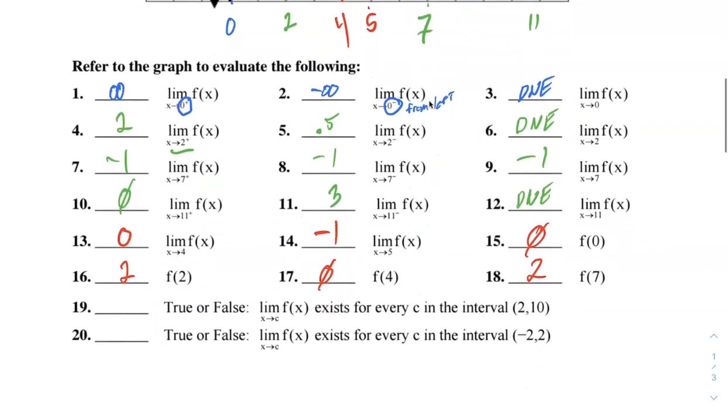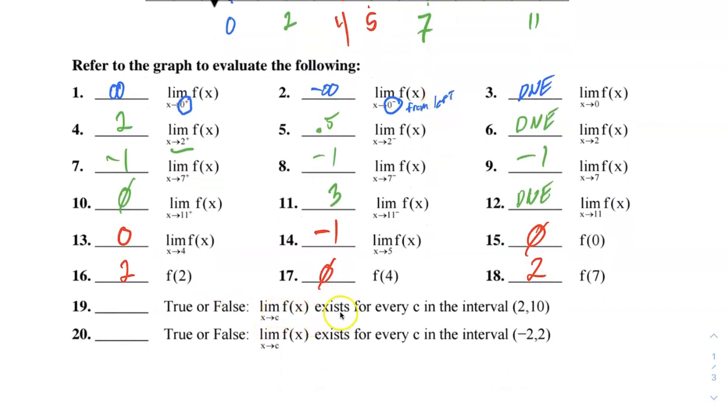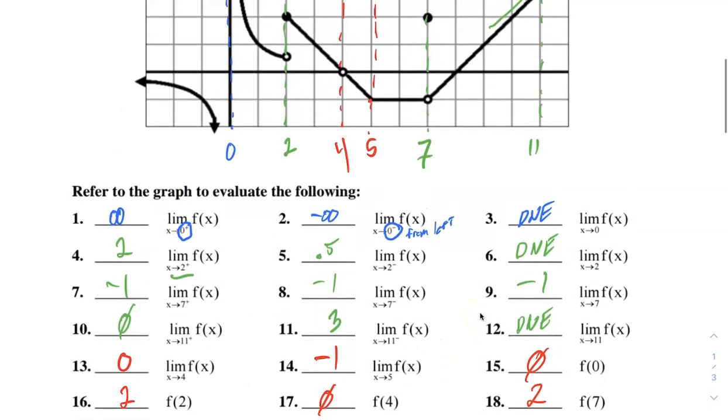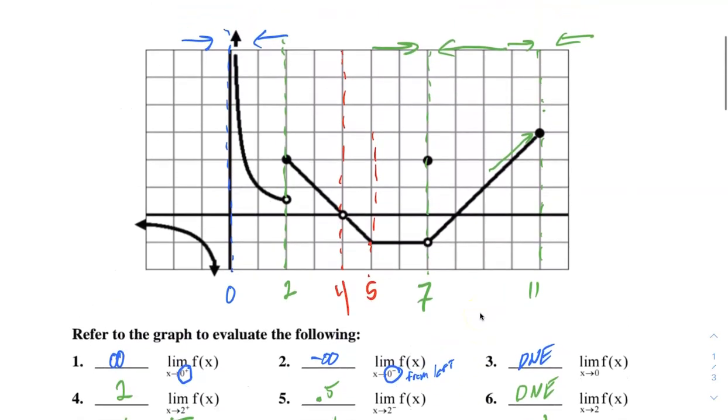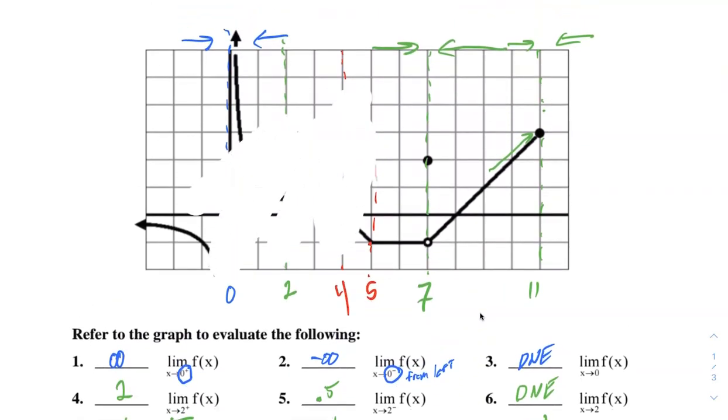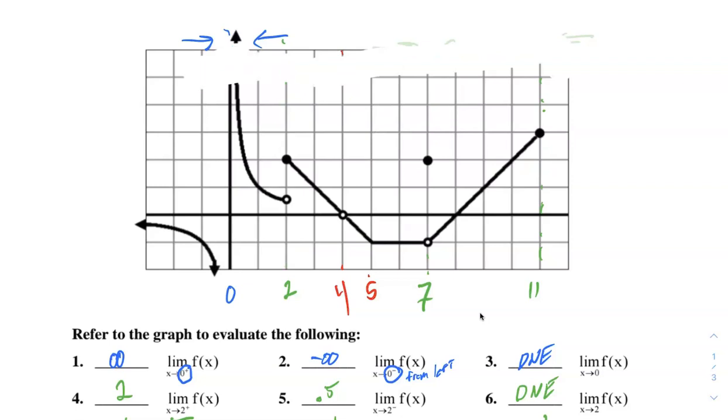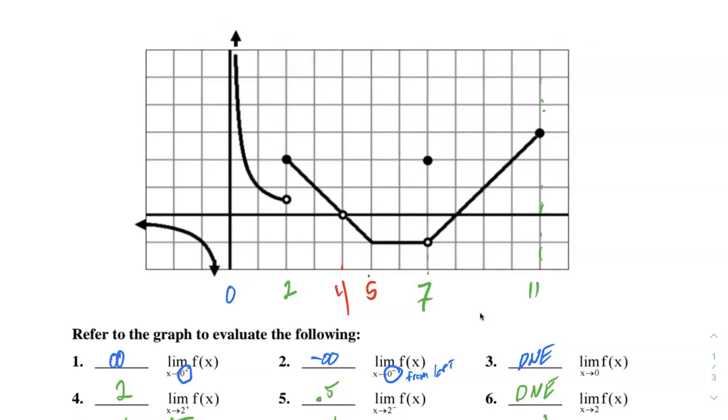So next question. True or false? The limit of f of x exists for every c in the interval from 2 to 10. So they're just saying that every value between 2 and 10 has a limit. So let's look at here. Let me erase some of this. We don't need that. So they're saying from 2 to 10. So 2 is right here, and 10 is right here. So all we're looking at is between these two things. Does every value have a limit?